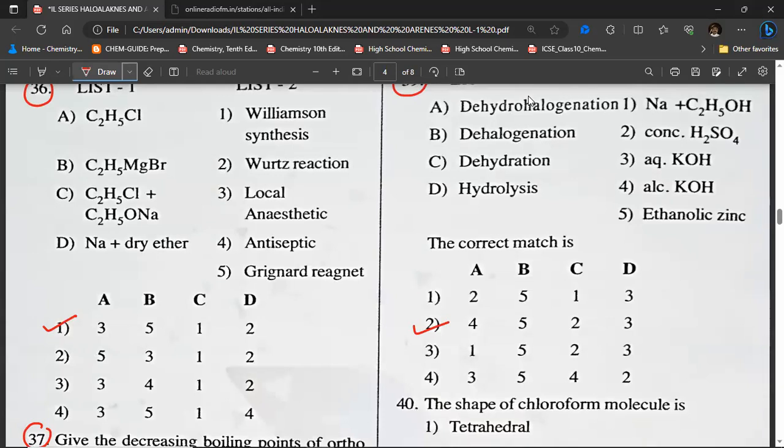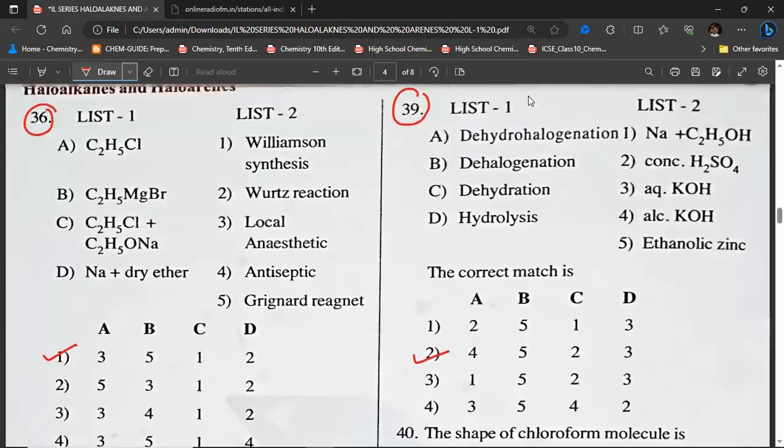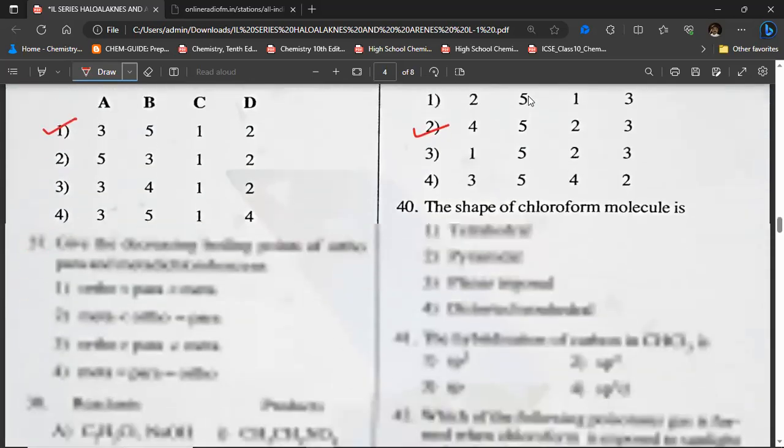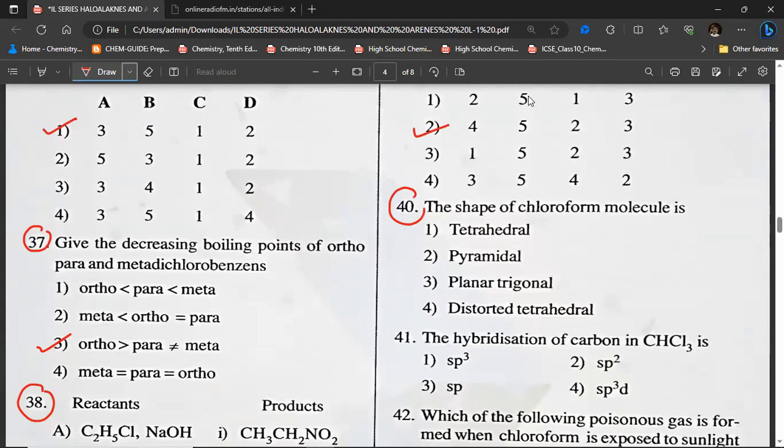The dehalogenating agent is nothing but zinc. That means B5. Dehydration is concentrated H2SO4, C2. A hydrolysis reaction usually comes with aqueous KOH. So A4, B5, C2, D3 is the right option for this question number 39, dear students. Dear students, let us see the 40th question in your book.